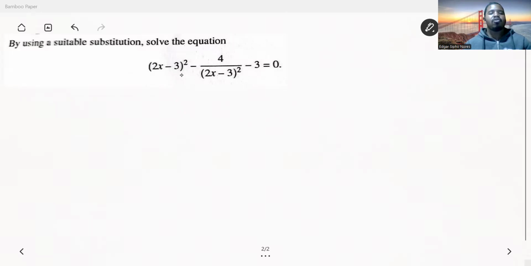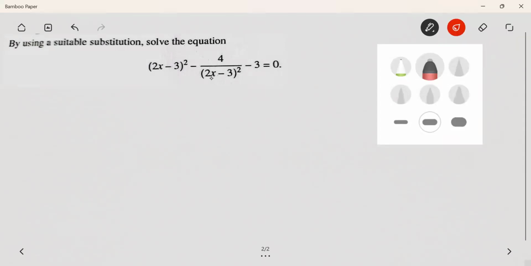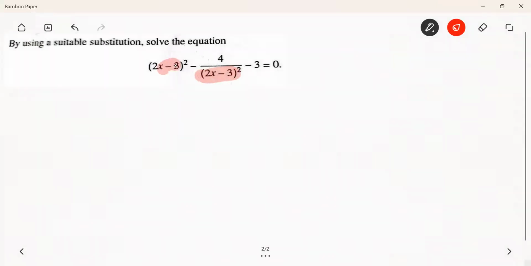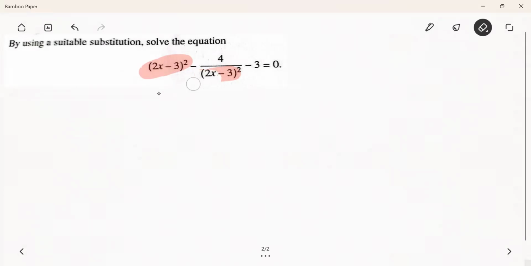To make the substitution, you must first identify what you're going to substitute. What really makes this equation challenging is this 2x minus 3 squared. I just want to highlight that this is what is making this equation difficult. So that is exactly what we are going to substitute. So let's make the substitution.